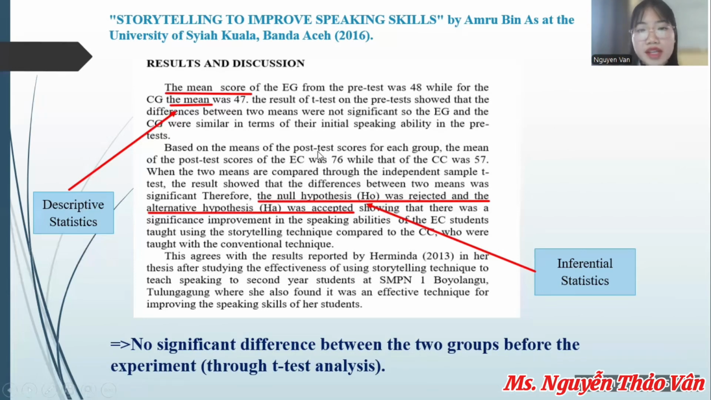Based on the means of the post-test scores for each group, the mean of the post-test scores of the experimental group was 76, while that of the control group was 57. It's clear that the experimental group increased from 48 to 76, and the control group increased from 47 to 57. Therefore, the null hypothesis was rejected, and the alternative hypothesis was accepted.